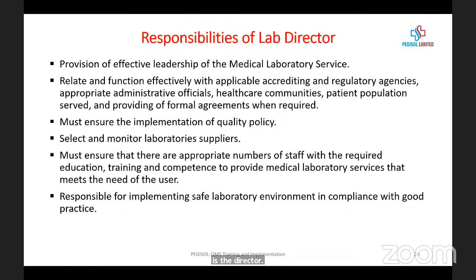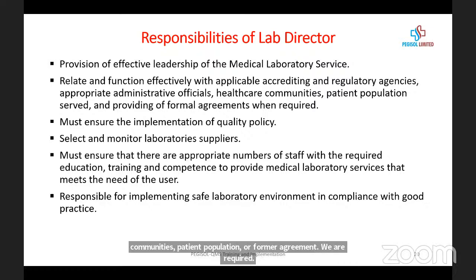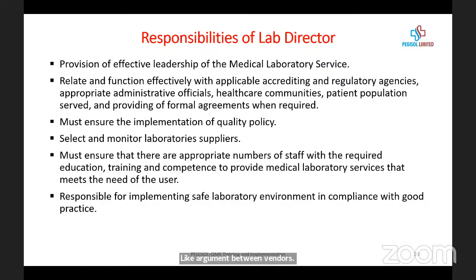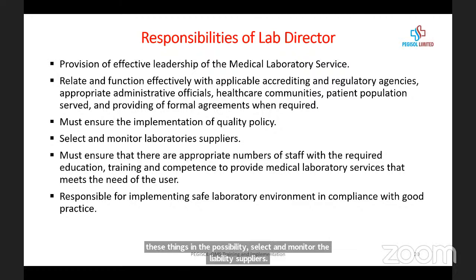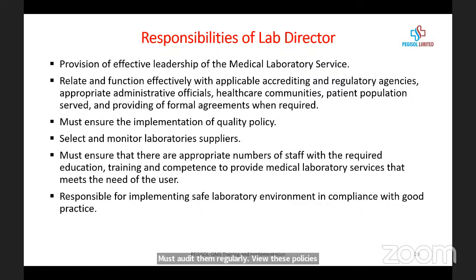Other responsibilities of the lab director include provision of effective leadership for the laboratory services, relating and functioning effectively with accrediting and regulatory agencies where applicable, administration of official healthcare communities and the patient population served, and providing formal agreements where required, like agreements between vendors and suppliers. All these are the responsibility of the director. Select and monitor the laboratory suppliers. In fact, you must have a checklist, audit them, and regularly review the policies used in onboarding suppliers.